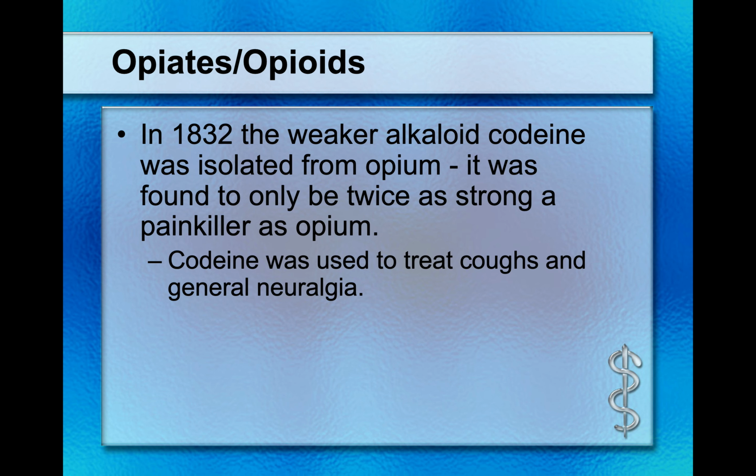In 1832, the weaker alkaloid codeine was isolated from opium. It was found to be only twice as strong as opium as a painkiller. Codeine was used to treat coughs and general neuralgia. So they would give you codeine if you had a cough, such as tuberculosis or grip, which was the flu. And if you felt kind of blue, neuralgia actually has to do with muscle pain, nerve pain. They would give you codeine and it would take care of that pain.